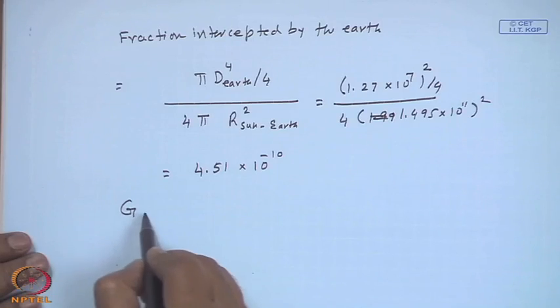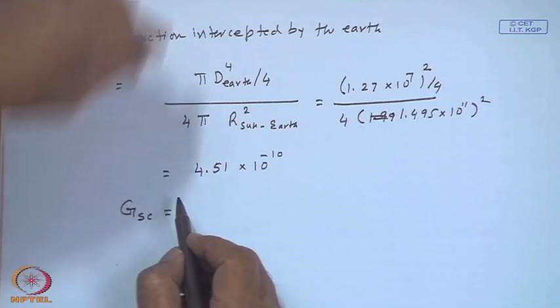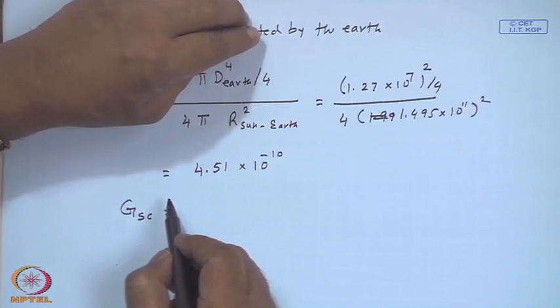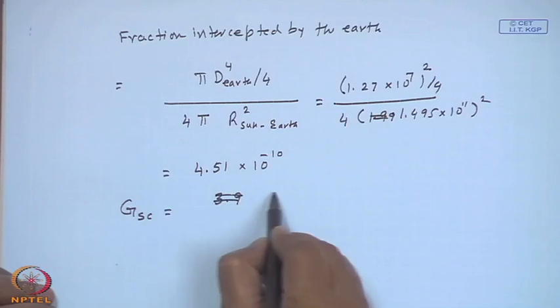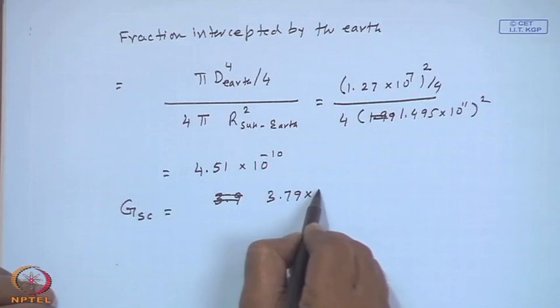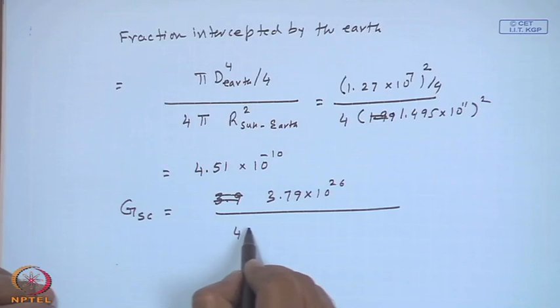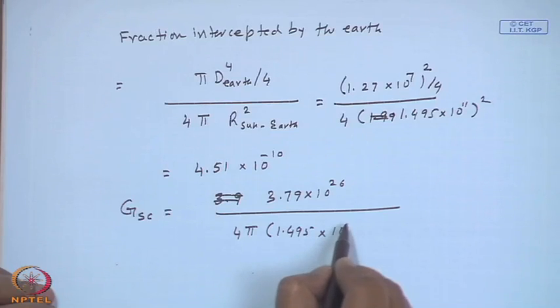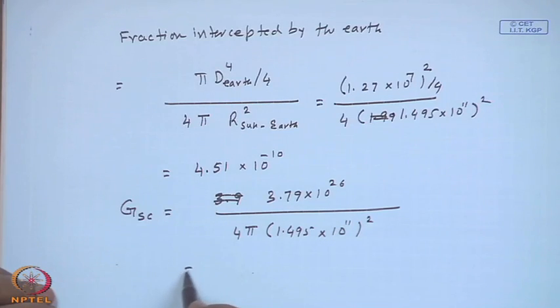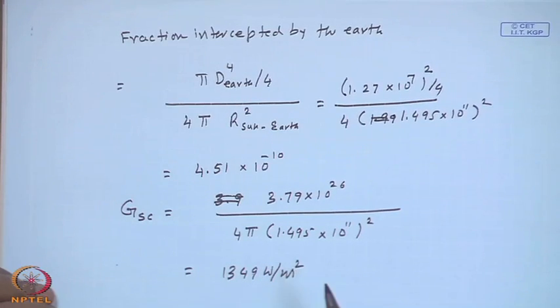So, now if I want the solar constant GSC, which should be the solar radiation received by the surface normal to sun's rays at the sun to earth mean distance. So, the total amount of energy emitted is 3.79 times 10 to the power 26, which we have calculated, upon the corresponding area 4 pi times 1.495 times 10 to the power 11 square, which comes to 1349 watts per meter square.